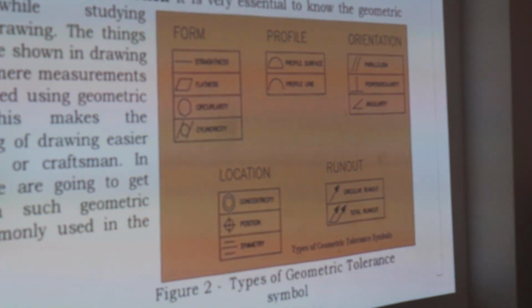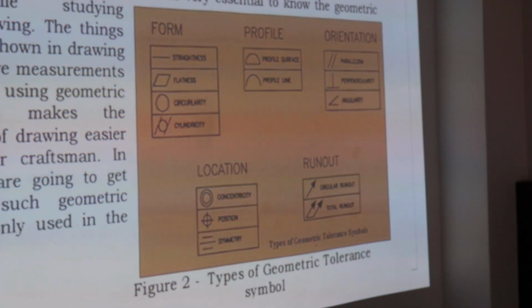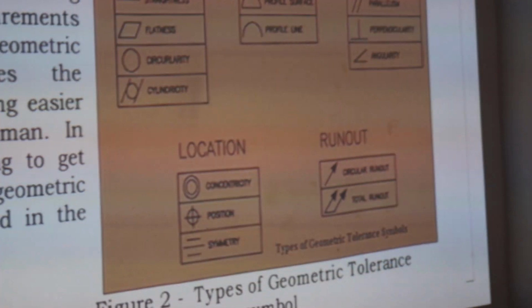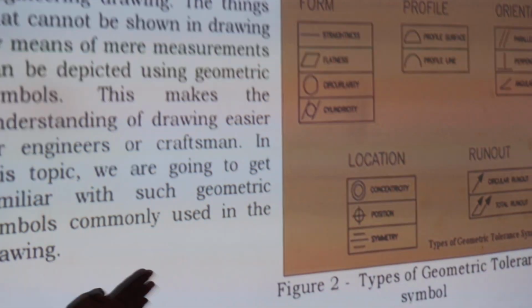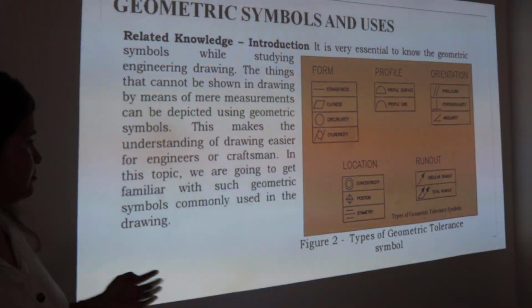Concentricity and position, you know, everyone, whenever you are playing games like PUBG, you can see those kinds of figures, so you'll understand that there are gun points and all. So that is for locations. And for runout, you have circular runout, and another is total runout.